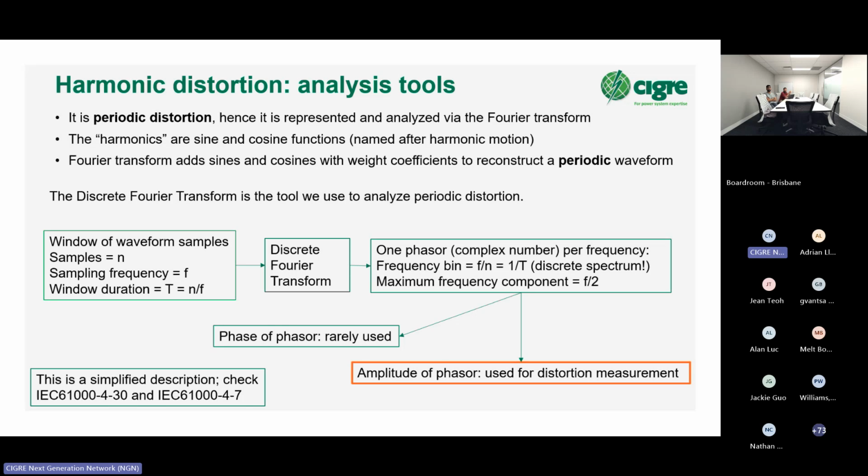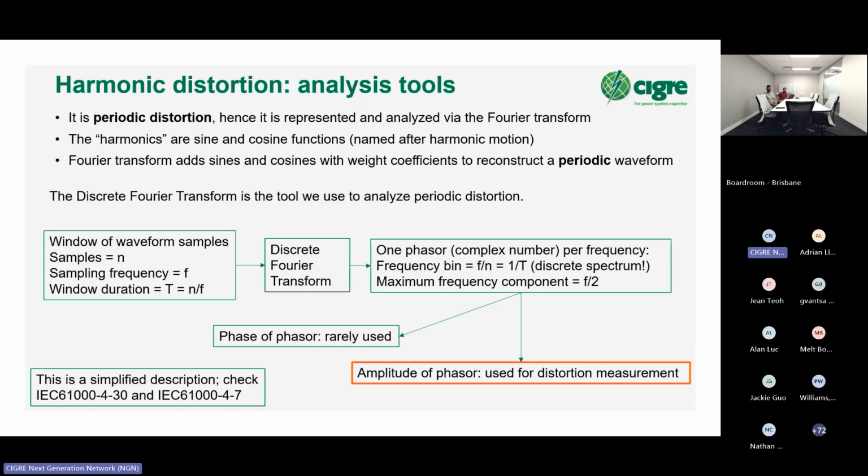That's a theoretical maximum. So in this case, we sample at 1 kilohertz. Maximum frequency we can represent is 500 hertz. And that is 500 hertz divided by 50 hertz, the 10th harmonic. So it's the 10th multiple of the base frequency. Sorry, of the 50 hertz.